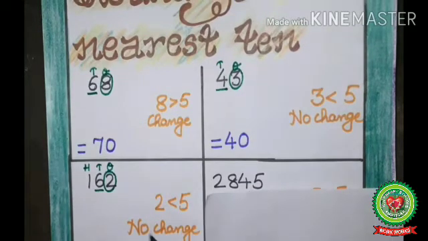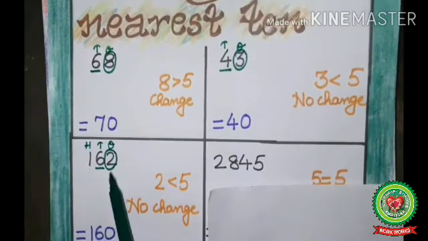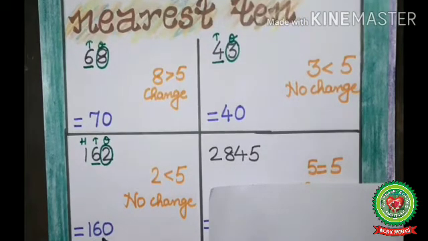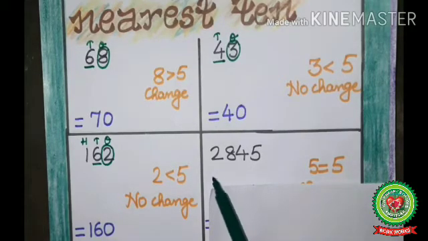So, the digit at tens place will remain same. 6 will remain 6. The digit at ones place will become 0. And the digit at 100 place will come as it is. So, answer is 160. So, students, 162 is nearer to 160. Now, let's take next example.